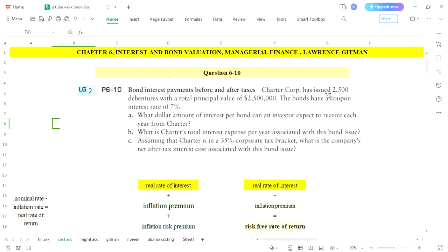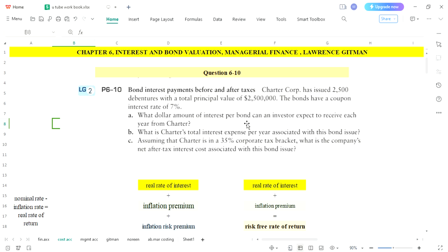So Chartered and Company 2500 debentures were issued, principal value 25 lakh. The bond have coupon interest rate 7%. So we have understood amount of investment was made 25 lakh, 25 lakh was invested by the public in charter corporation. 2500 total debentures were issued. 7% rate was promised to be paid.